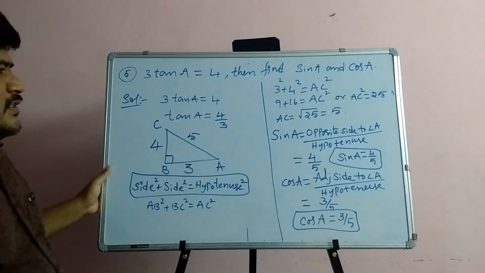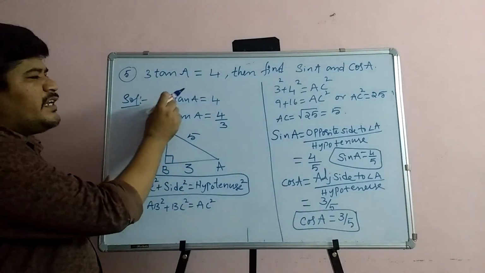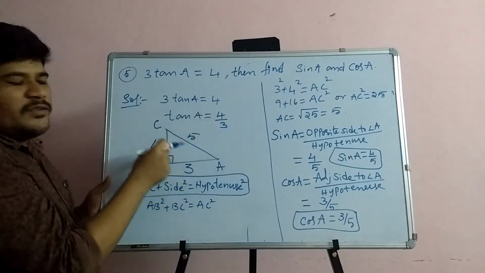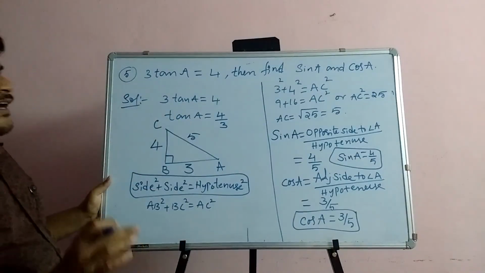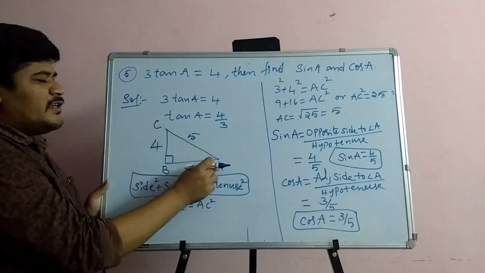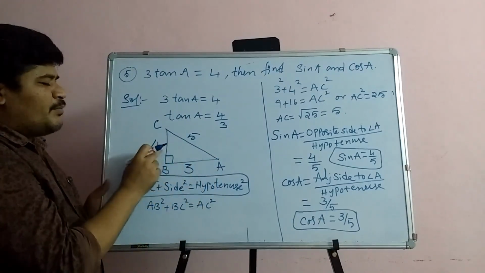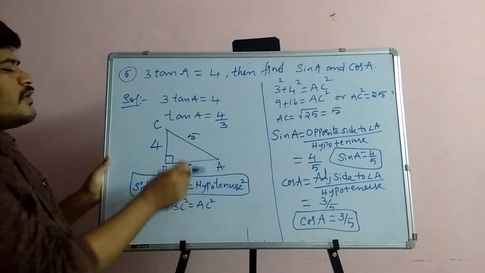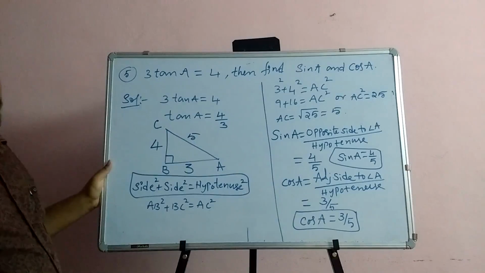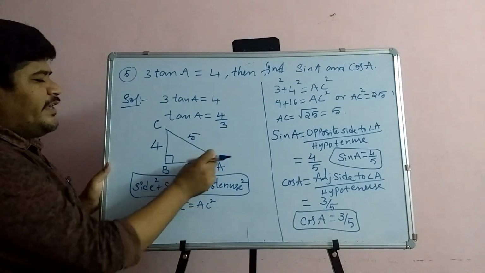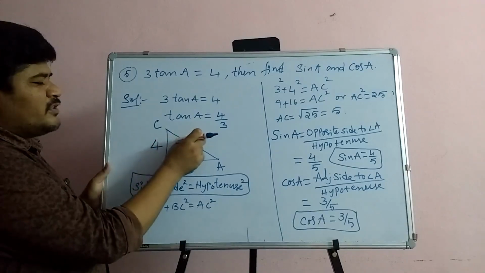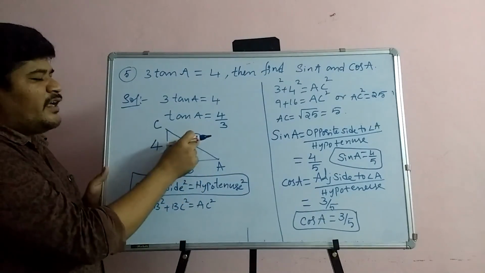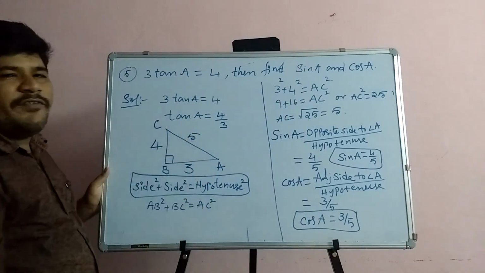So once again I will just explain this shortly. 3 tan A is equal to 4. Tan A is equal to 4 by 3, since into becomes by. So I have taken here one rough right angle triangle ABC. So with respect to A, tan A is nothing but opposite side to A by adjacent side to A, that is 4 by 3. So with the help of Pythagoras theorem, I found the hypotenuse of the triangle. Okay, so that is fine. Now sin A is opposite side by hypotenuse. Cos A is adjacent side by hypotenuse. Sin A is equal to 4 by 5 and cos A is equal to 3 by 5. In this way we will get the answer.